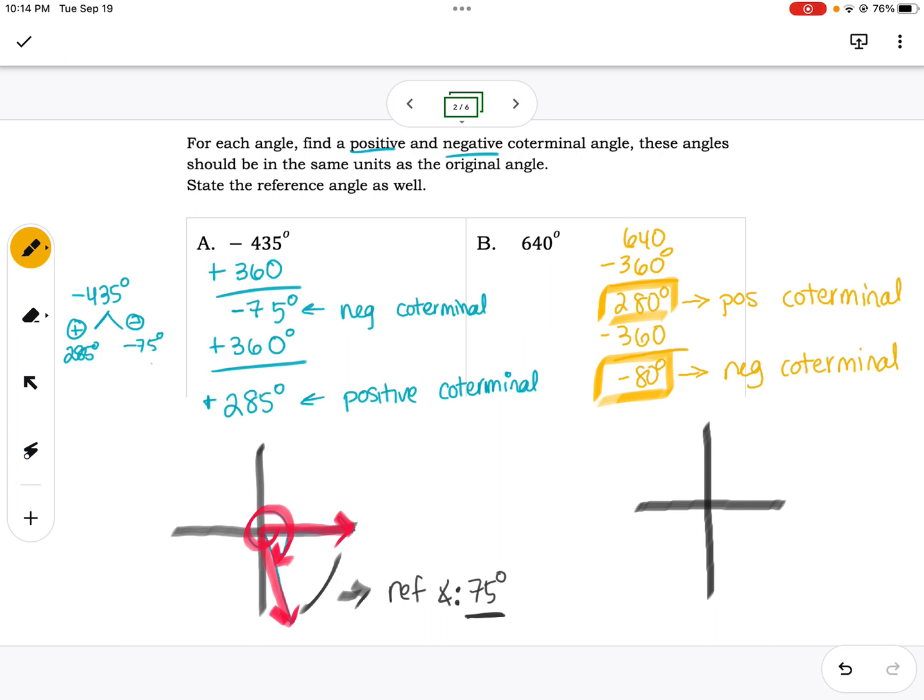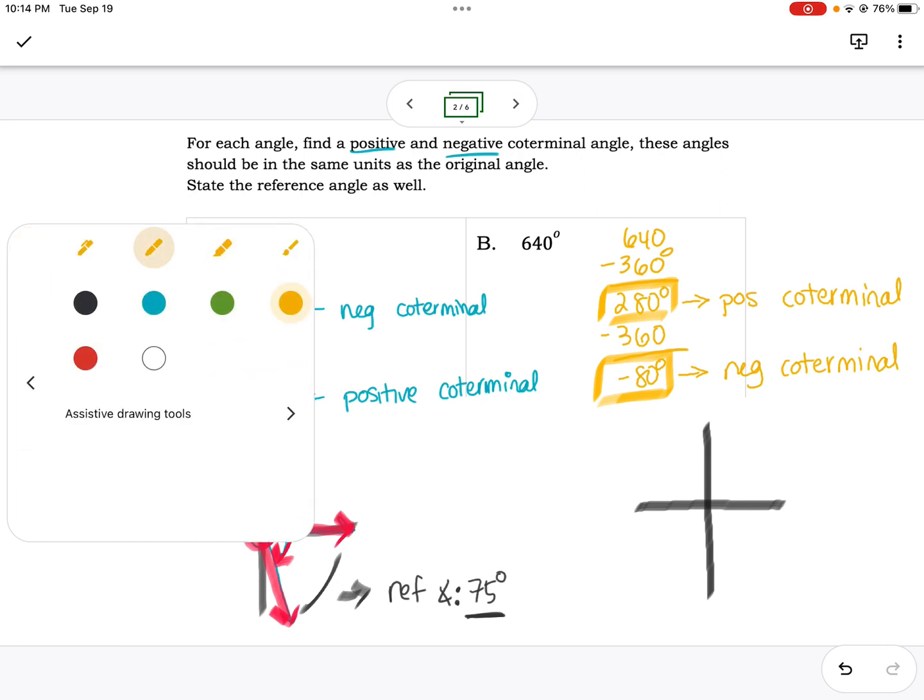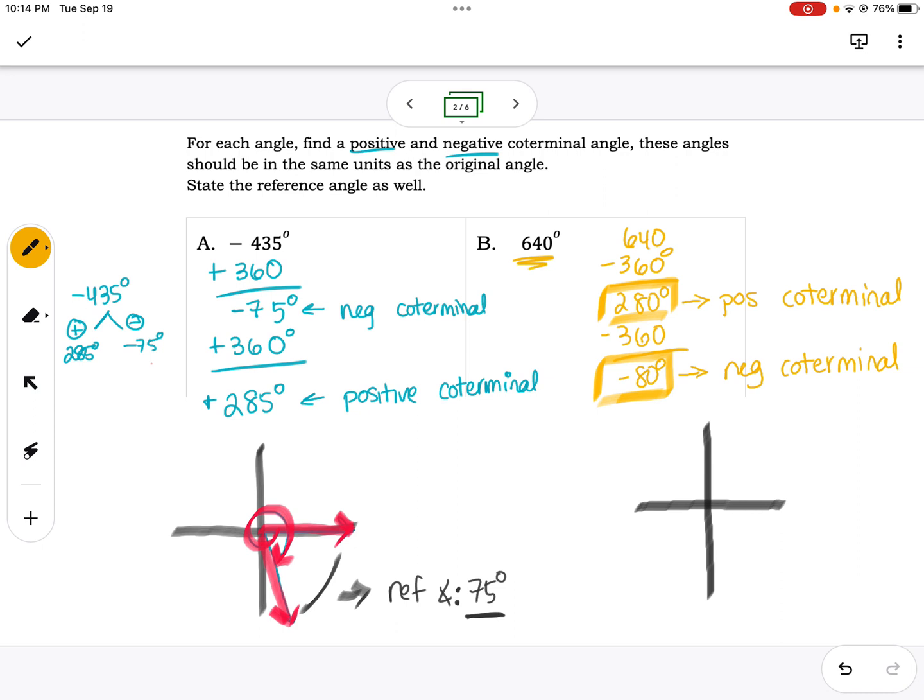Now, I still want to draw the original angle. So the original angle is 640 degrees. That means I'm supposed to go all the way around once, and then I'm supposed to go all the way to where 280 would land. So that's somewhere in the fourth quadrant, right about there. So this is a 640 degree angle drawn in standard position.